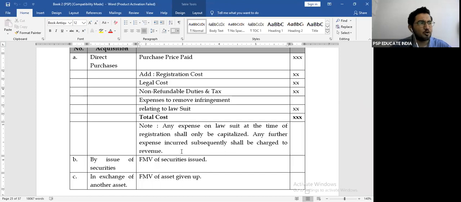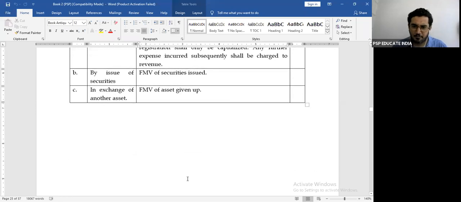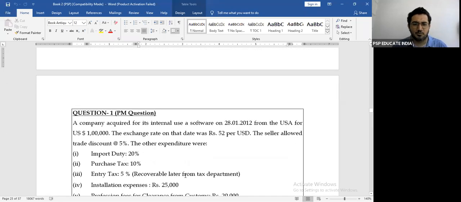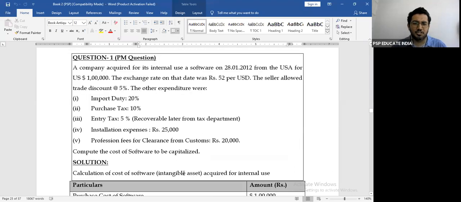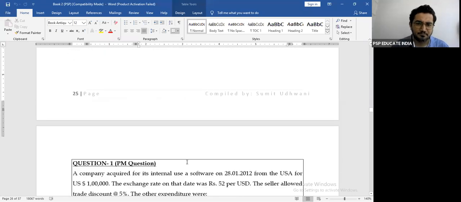Come to the next one. In exchange of another asset: you have an asset, and you say I do not have money, you give me the intangible and I will give you an asset in return. In that case, your cost will be the fair market value of the asset that you gave up. That will be the fair market value of the asset given up. Right, come to the next one. Question number 1, let's solve this question.